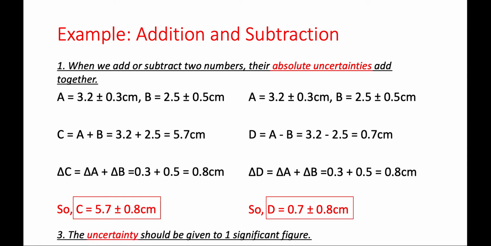Quick check at the end for rule number 3. Our uncertainties should be given to one significant figure. Absolutely, we've got one significant figure in our uncertainty here, and we've got one significant figure here. And now notice that we've got the same number of significant figures in my value and one more in my value for C. That's absolutely fine. More on significant figures when we look at multiplication and division.